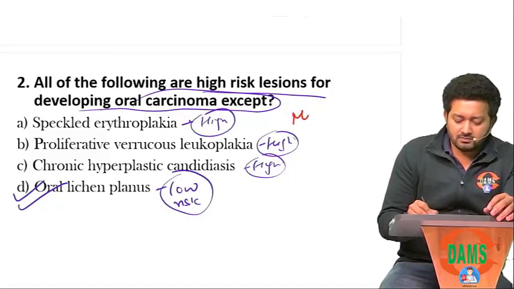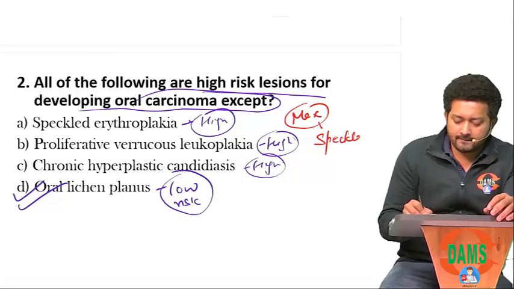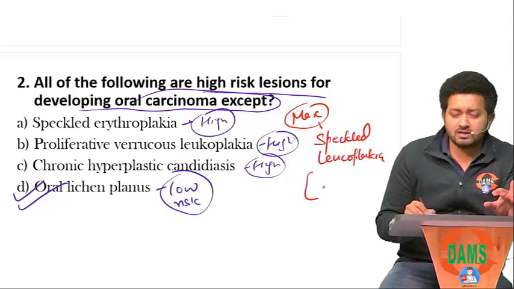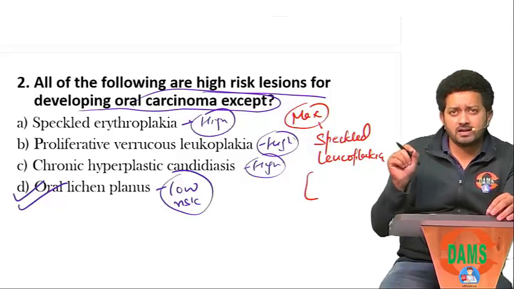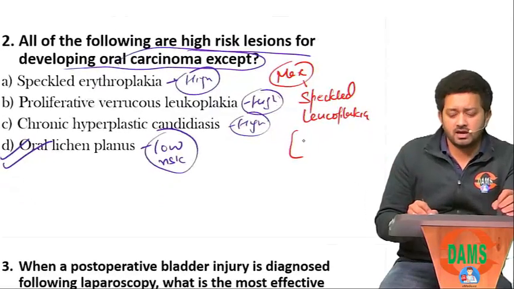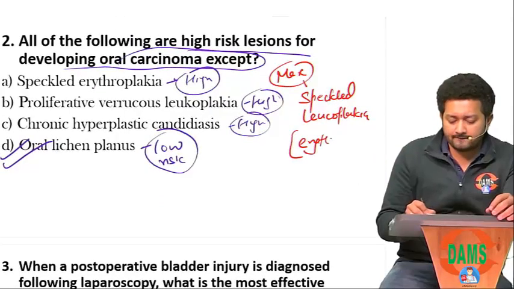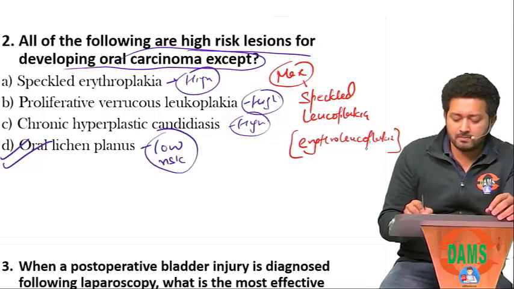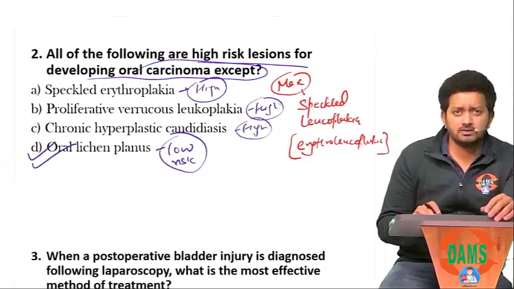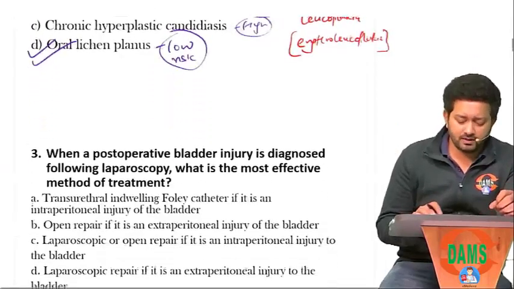Maximum risk these days is seen in speckled leukoplakia. Speckled leukoplakia or erythroplakia basically means that there is a whitish as well as reddish patch there. That is also known as erythroleukoplakia, and it has the maximum risk of turning into a squamous cell cancer of the oral cavity.